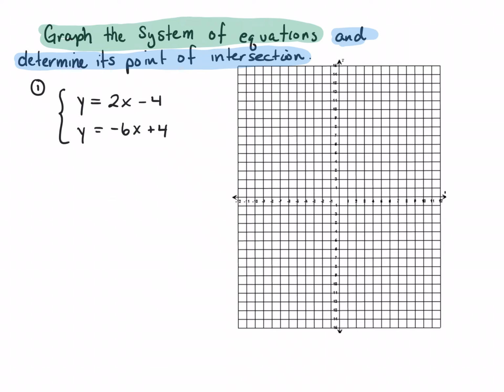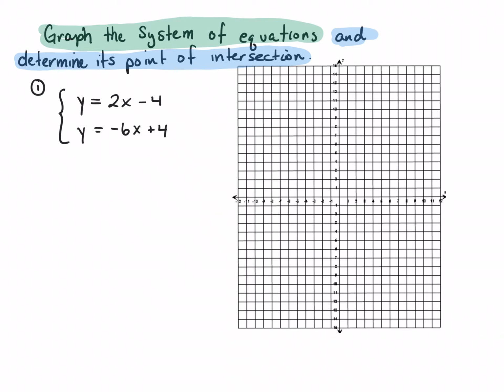So the part in blue is just something you have to get in the habit of naturally doing. If you see the words graph a system of equations, the part where it says and determine its point of intersection is just something you have to learn to automatically do, whether someone asks you to or not. It is what we call an implied direction for you to do.